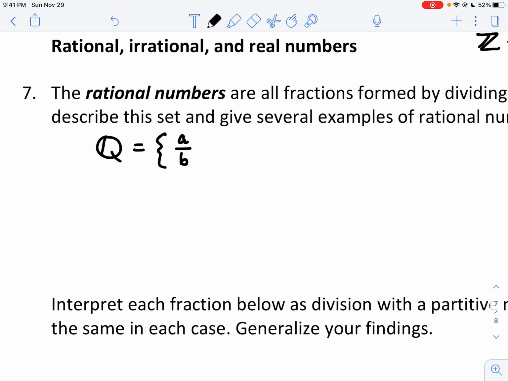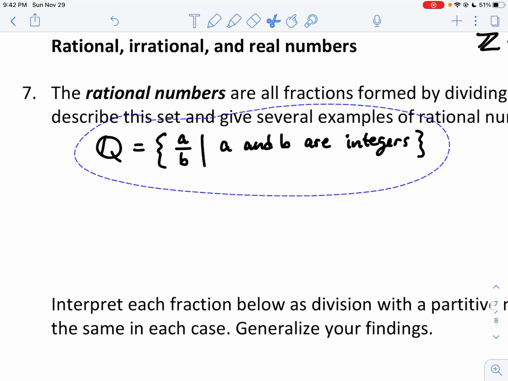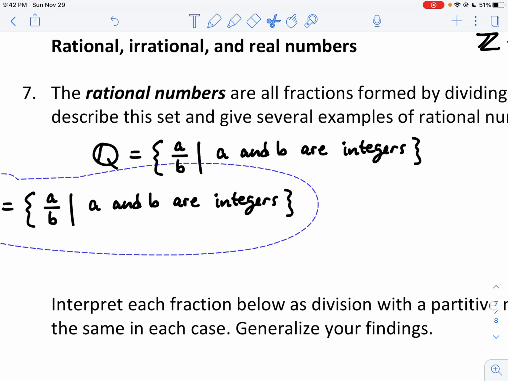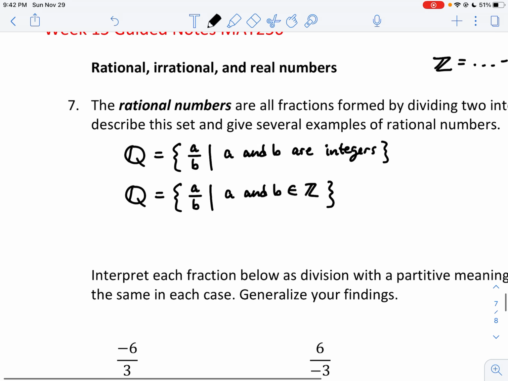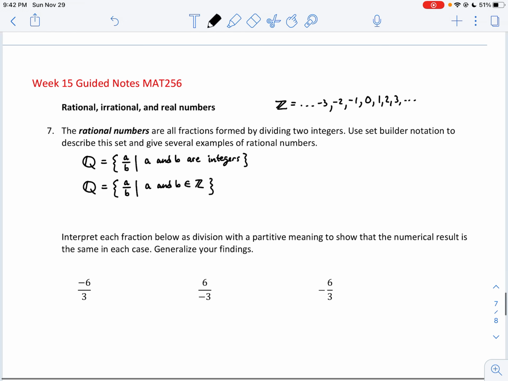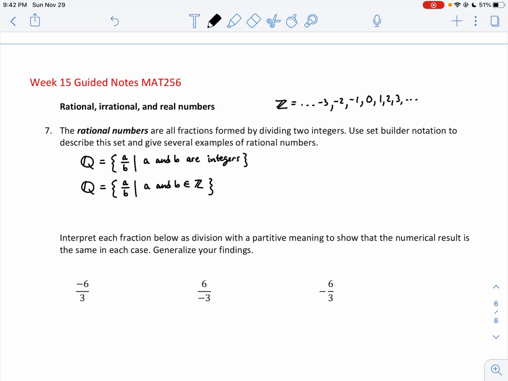So set builder notation is a set of all fractions, so we're going to say a over b, such that a and b are integers. So here's a good way to describe the rational numbers. All fractions where the numerator and denominator are integers. You can also use more math notation to represent this, and say a and b are in the set of integers. Right, these mean the same thing. Now I'll give several examples.